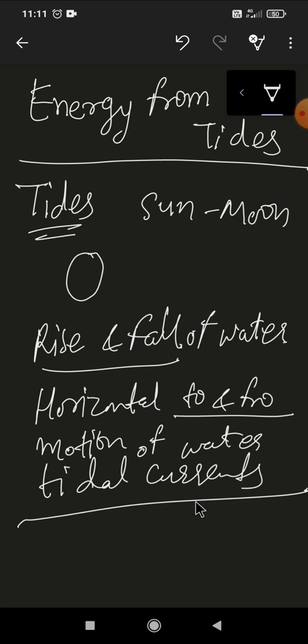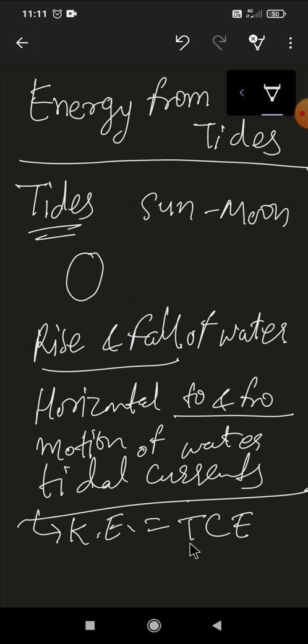The tidal current flowing in the horizontal direction has kinetic energy. This energy is called tidal current energy.